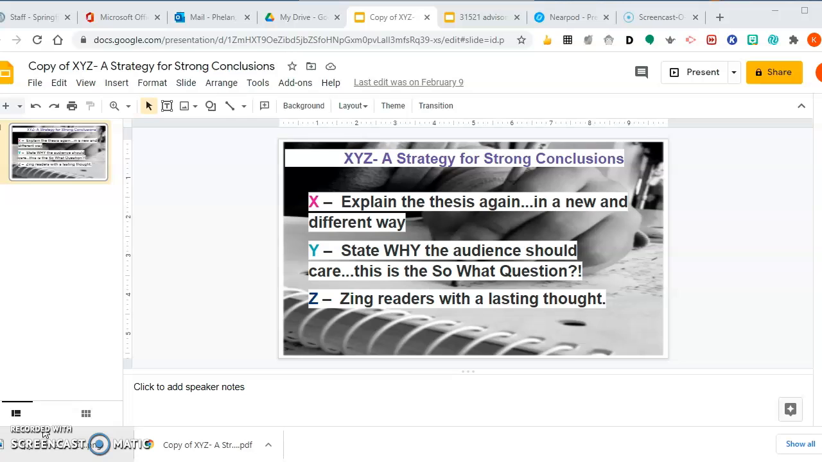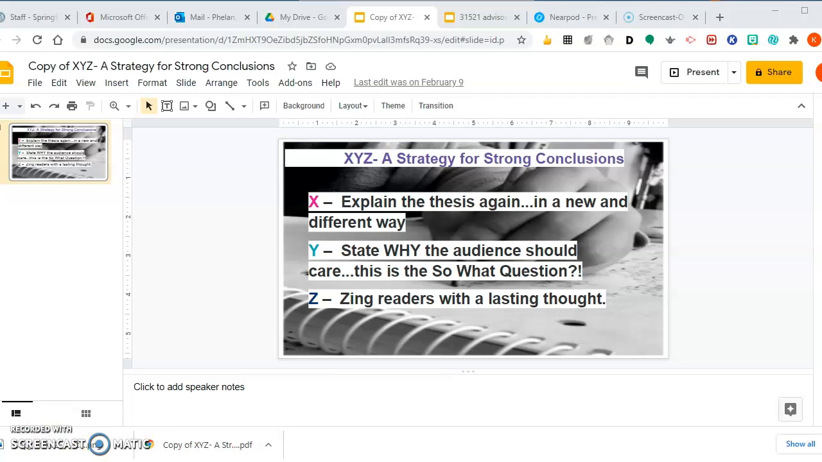Then you need to take it a step further, and you need to do the why. Why should your audience care? What did you learn about this topic? What did this topic make you think about? And what should the reader be thinking? What should the reader be doing? What should the reader be feeling? Why does this matter? And then the last is to add one last zinger if you can. Now, you can't always come up with one, and that's okay, but you definitely shouldn't leave off the X and the Y.